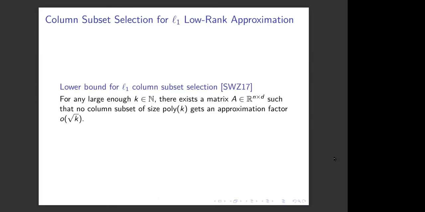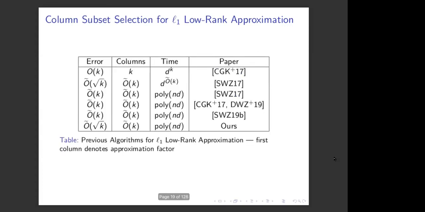First, a lower bound for L1 column subset selection is that no column subset of size poly k gets an approximation factor better than square root of k. Even if you select poly k columns of your input matrix and get a low rank approximation spanned by those columns, you still cannot get an approximation factor better than square root k. Square root k is the lower bound. So let's look at a couple of the well-known upper bounds.